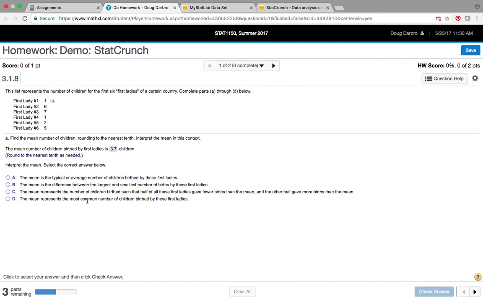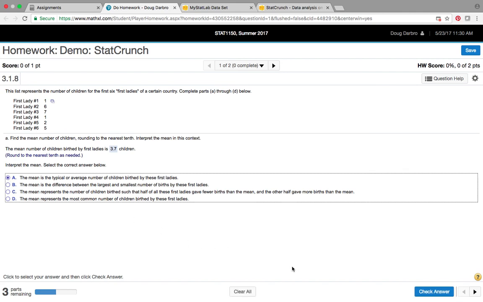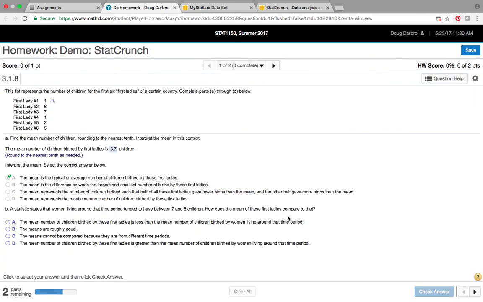Interpret the mean. Is the mean the typical or average number of children birthed? The mean is the difference? It's not a difference. The mean represents the number of children birthed such that half, that's not true, that's the median. The mean represents the most common? It's not the most common. It's the typical or the average. Statistics state that women living around this time tended to have between 7 and 8 children. How does the mean for the ladies compare? Well, it's less than.